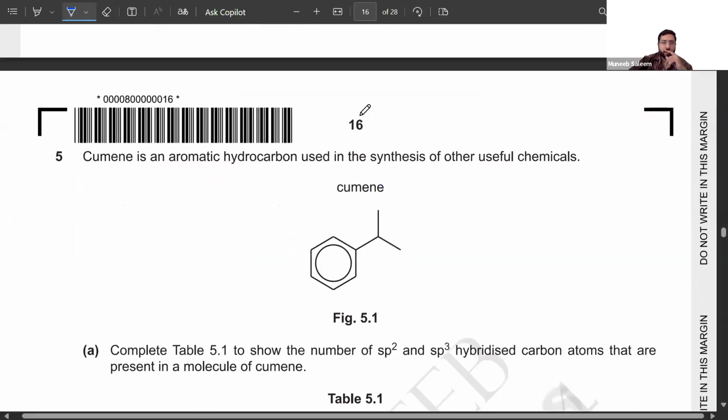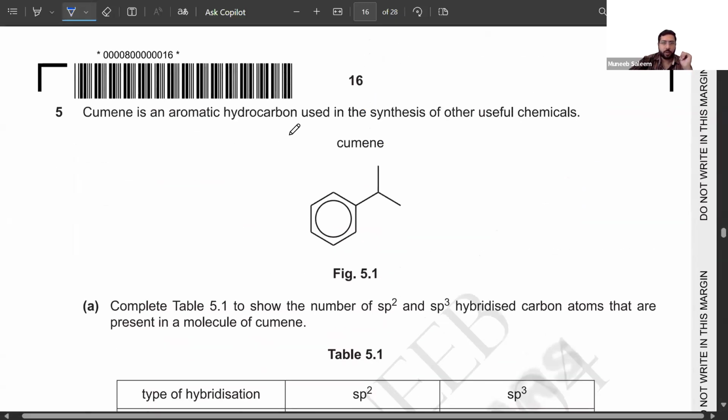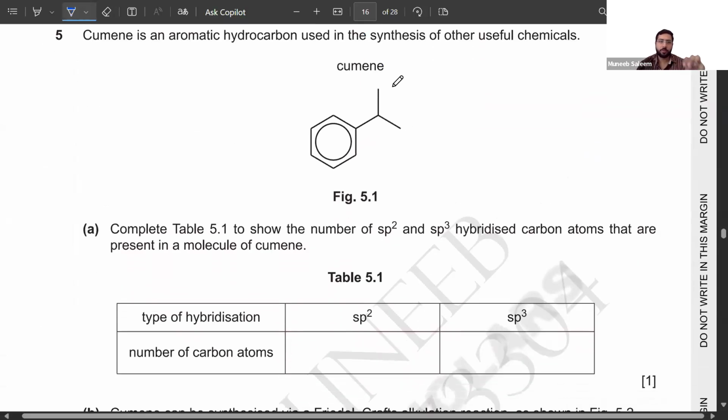Now question number 5. Cumene is an aromatic hydrocarbon used in synthesis of other useful chemicals. This is the structure of cumene. Complete the table to show the number of sp2 and sp3 hybridized carbon atoms that are present in the molecule.